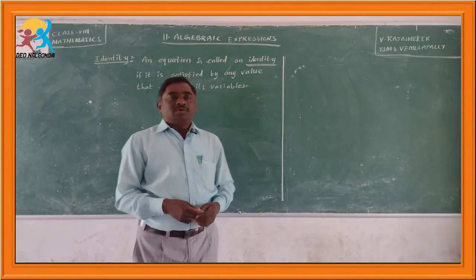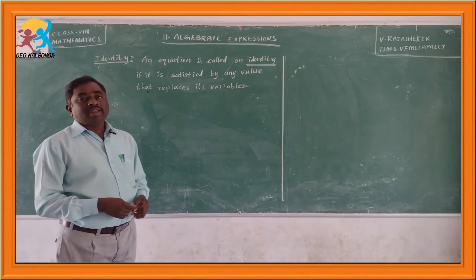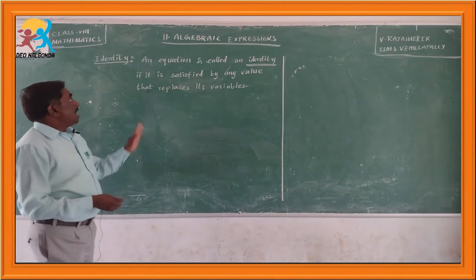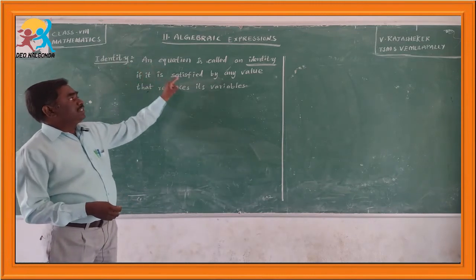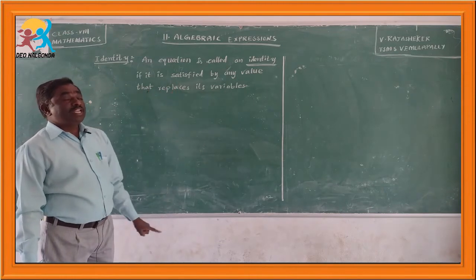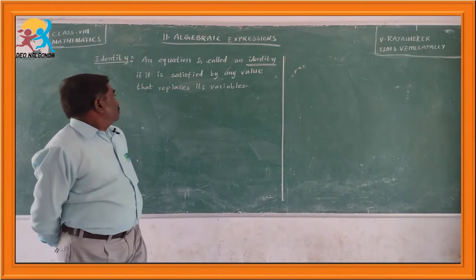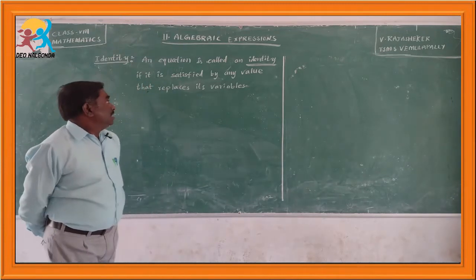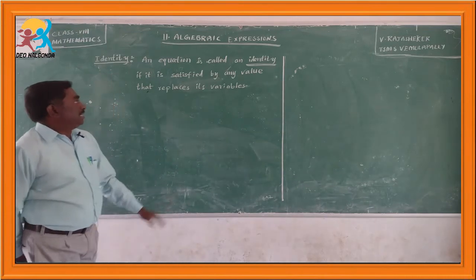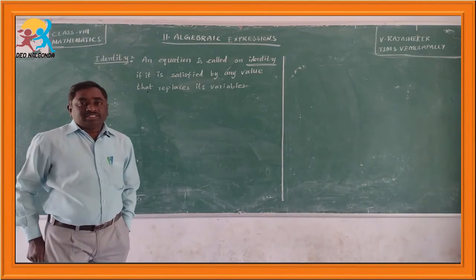In the part of algebraic expressions, we are going to discuss identity. What is an identity? An equation is called an identity if it is satisfied by any value that replaces its variables.